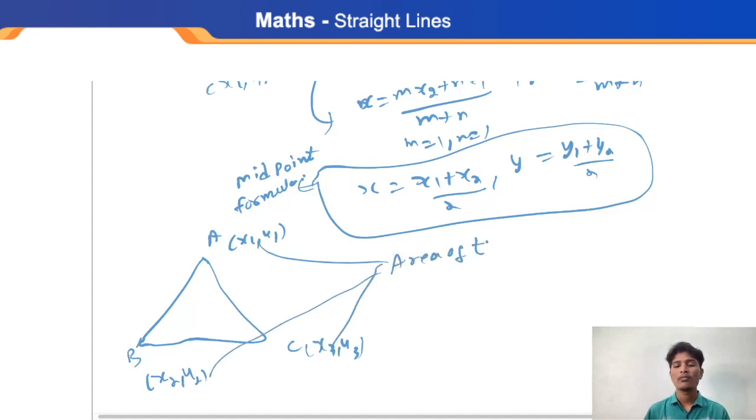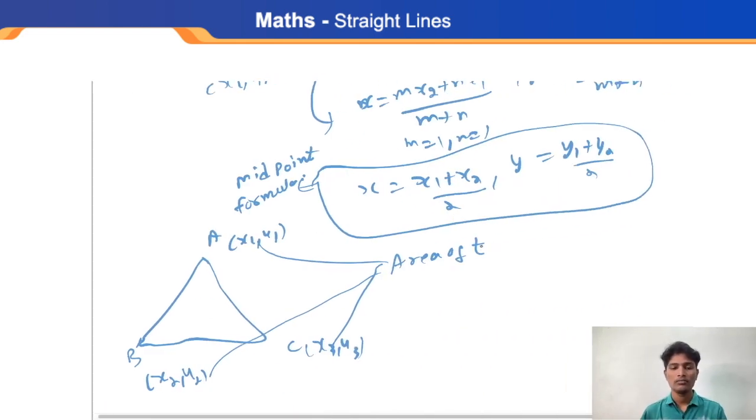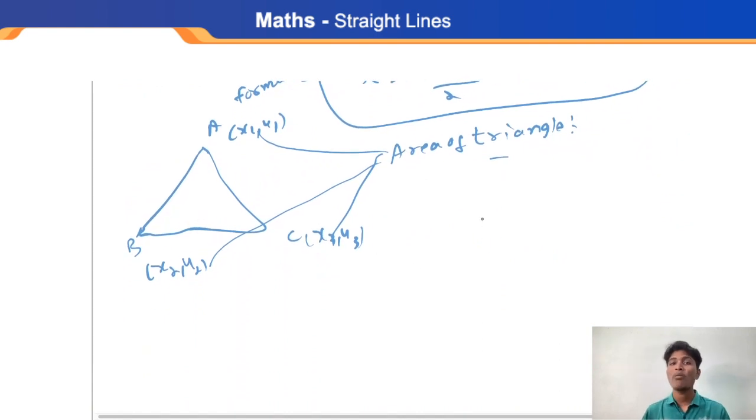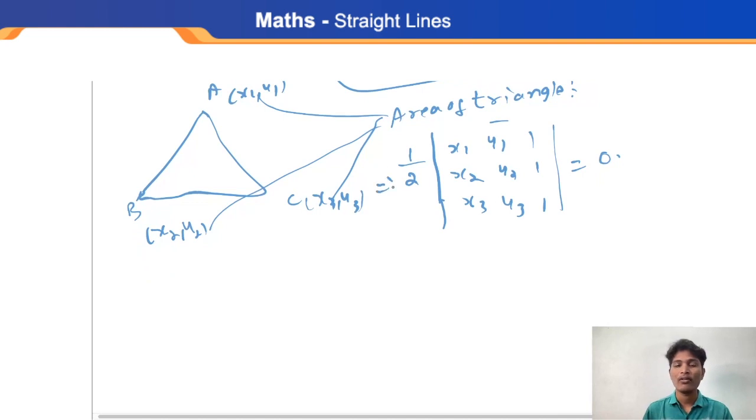Area of triangle. How to find the area of a triangle? The area of a triangle can be found by using the formula, that is half modulus of the determinant with rows x1 y1 1, x2 y2 1, x3 y3 1. In the determinant chapter also I explained. You can check it out in the test record YouTube channel playlist. It is very important to read to understand the concept of matrices also. This is the area of a triangle.